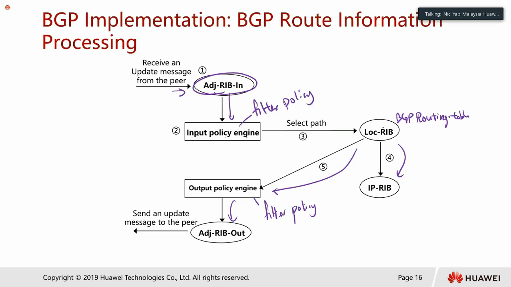Okay, that is how the BGP route information gets processed. They need to go through all this process, going through multiple databases to learn the information. But by default, if you have no policy defined, they will just go directly to the local RIP and out to the RIP out. So that is the route information processing.